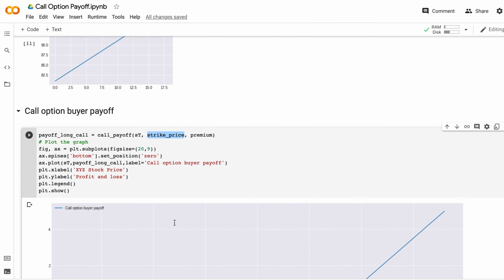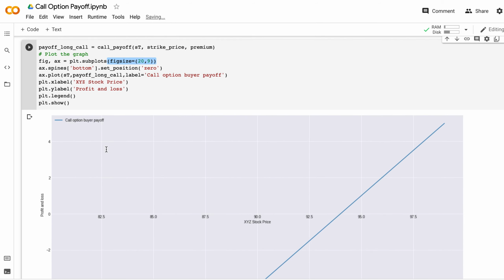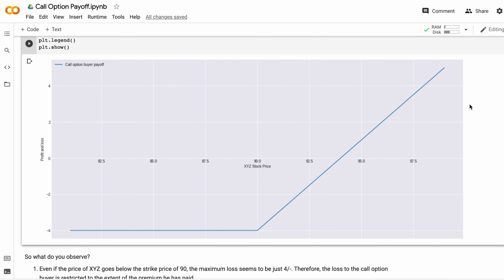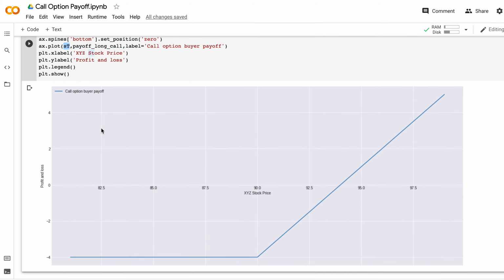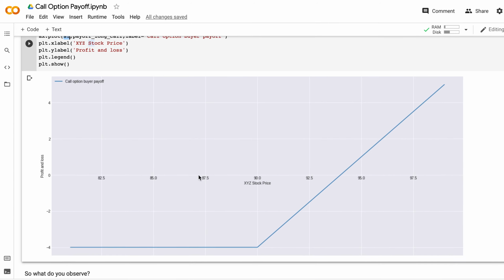Then we set the canvas of size 20, 9. This is 20 in X direction and 9 in Y direction. Some description, and that's what generates the plot, right? We provide for the x-axis, the stock prices, synthetically generated.